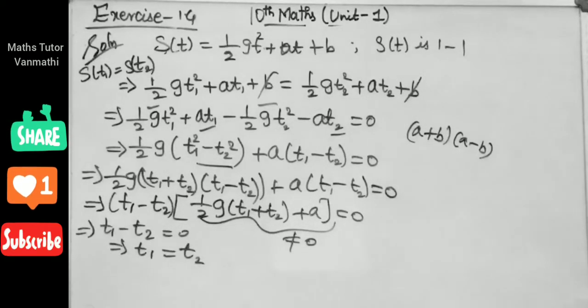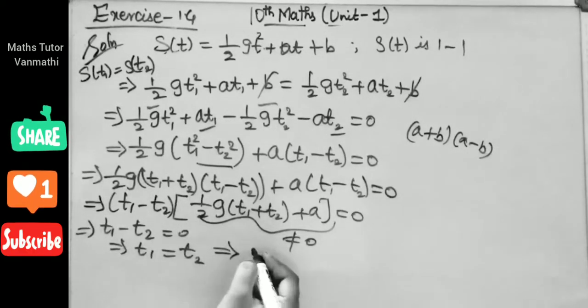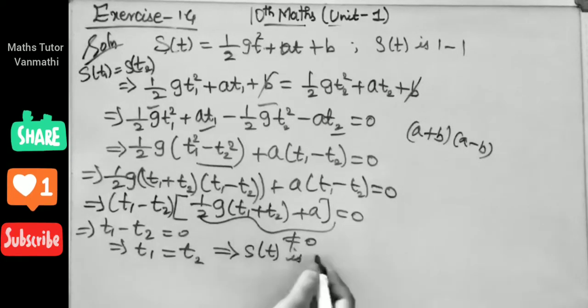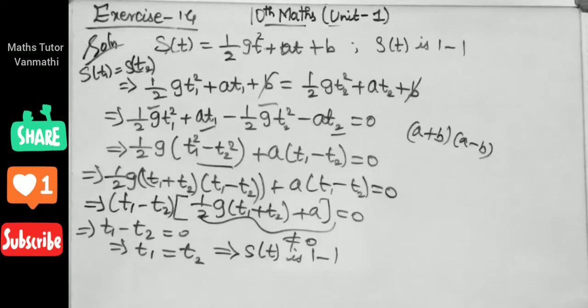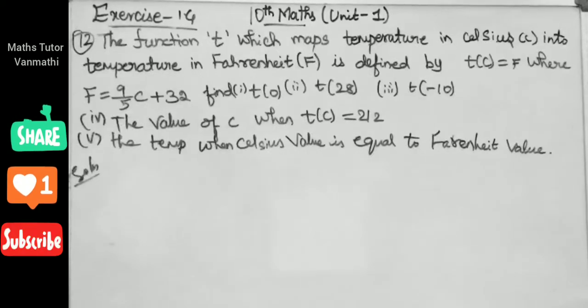From this our condition is satisfied, which implies s of t is 1 to 1. Clear? This is the final solution. We have proved s of t is 1 to 1. Okay, we can move on to the next problem.